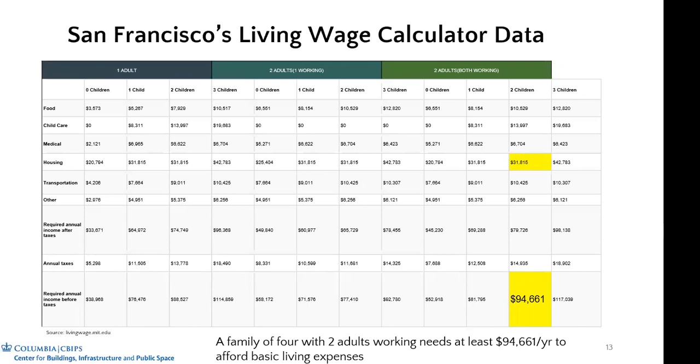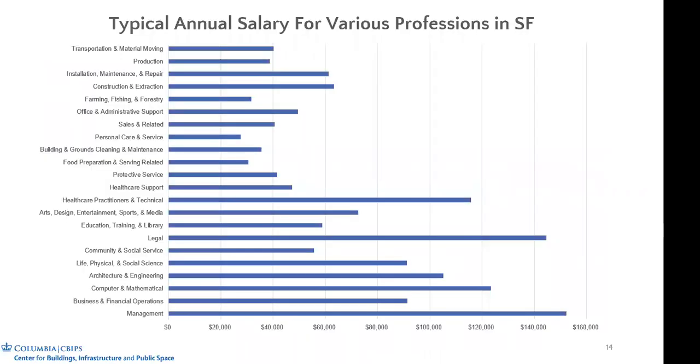And we wanted to look at the cost of living, because sometimes the income doesn't tell you the whole story. So for example, in San Francisco, 2 adults, both working with 2 children, would need about $94,000 per year just to afford basic living expenses, such as medical, food, housing, transportation. And housing is very high. It's $31,000 a year, which is about $2,600 a month. Next slide, please.